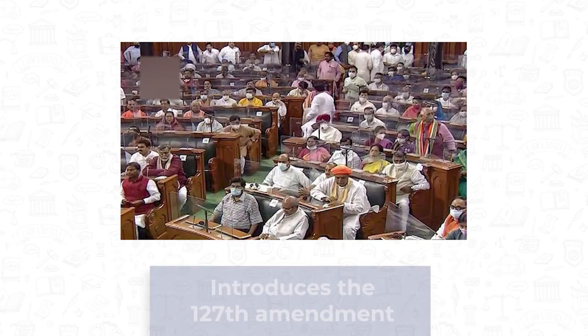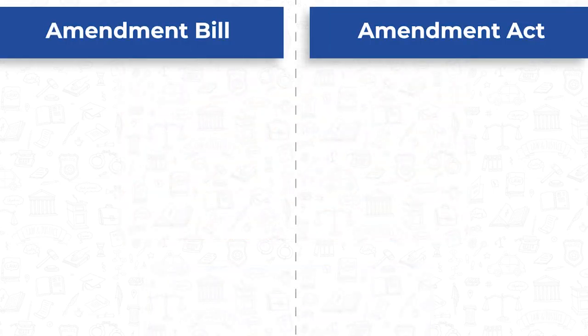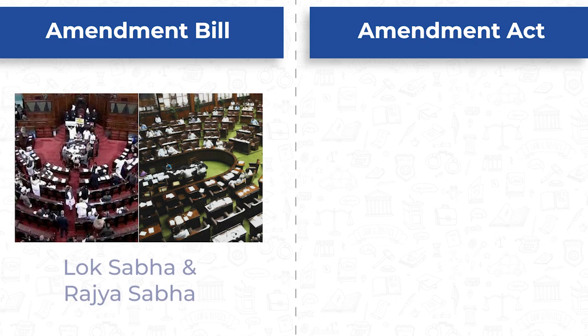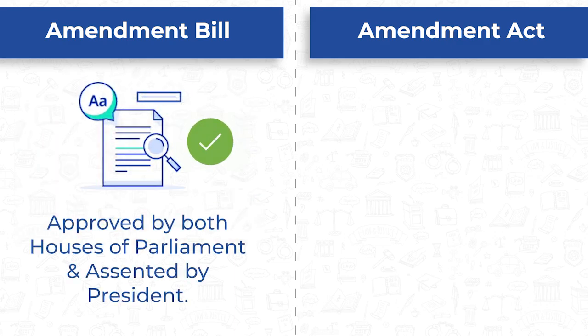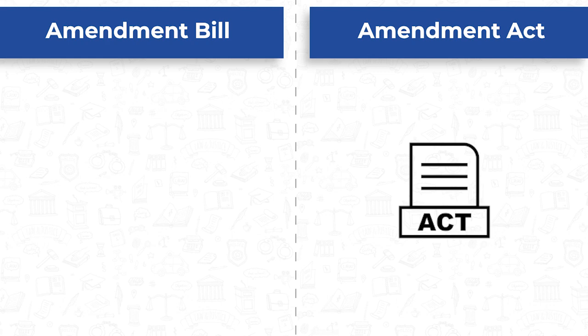This bill introduces the 127th Amendment to the Constitution. Now here let's understand the difference between an amendment bill and an amendment act. An amendment bill is just a proposed draft of the amendment. This is put on the table of both houses of the parliament, that is Lok Sabha and Rajya Sabha, by a member of parliament. Now this draft or bill, to become an act, has to be approved by both houses of the parliament and assented to by the president. Only after which a bill becomes an act and comes into force.